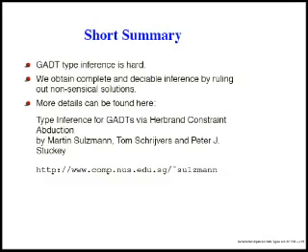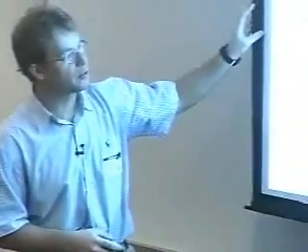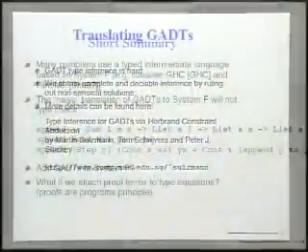All right. So, the second third of my talk, just a short summary. GADT type inference is just a hard problem, so we cannot hope to accept all programs and obtain complete type inference. One possible solution, what I was showing you here, is that we just rule out nonsensical solutions. That's actually a classic approach. If there are too many solutions, the system is too powerful, we just have to throw away solutions. This is actually written up in a paper with Tom Schrijvers and Peter Stuckey. You can find it on my homepage.